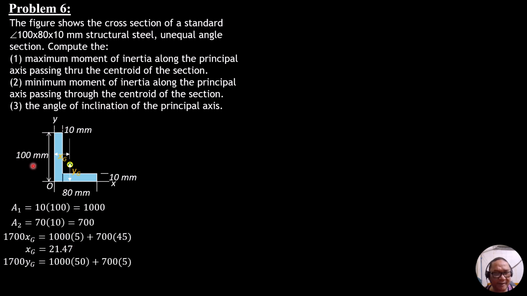1000, then half of 150 plus 700, half of 10, 5. So yg is equal to 31.47 mm. Then having found the centroids, we can now compute the direct centroidal moment of inertia with respect to the centroidal x-axis by the transfer formula.